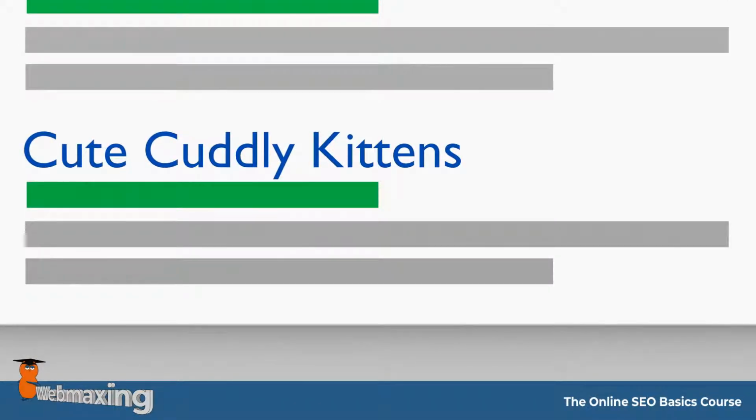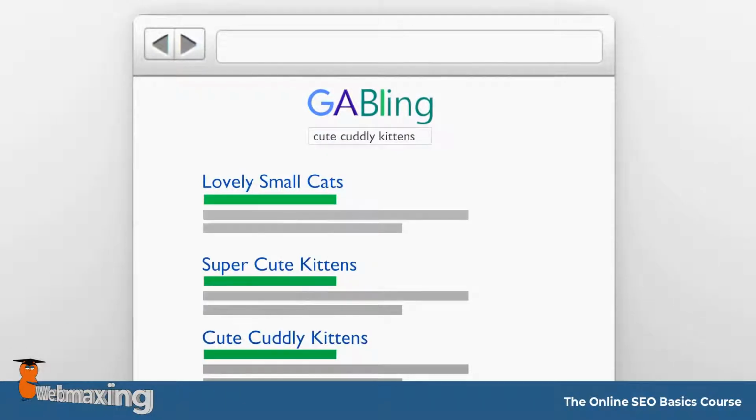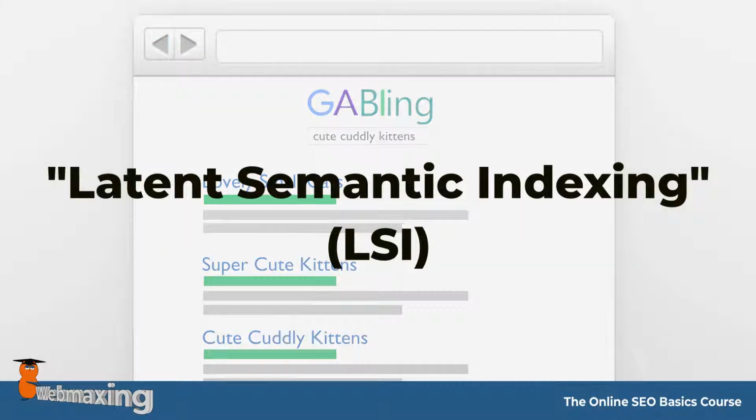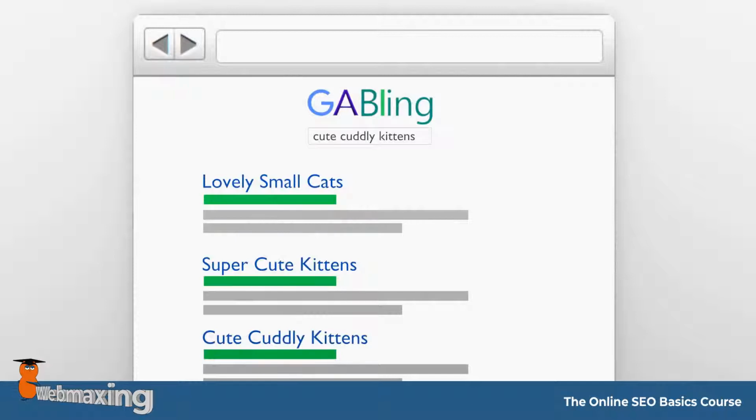Surely a page about cute cuddly kittens is more relevant to the search cute cuddly kittens than one about lovely small cats? Not quite. Search engines use something called Latent Semantic Indexing, or LSI for short, which decides what terms are similar to each other. In our example, Google decided that lovely small cats is pretty similar in meaning to cute cuddly kittens, and as the page about lovely small cats has more authority, it ranks higher.